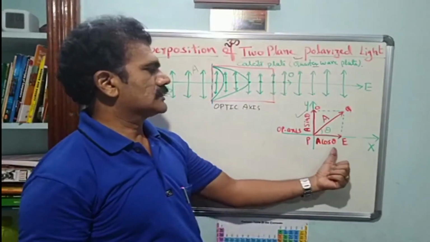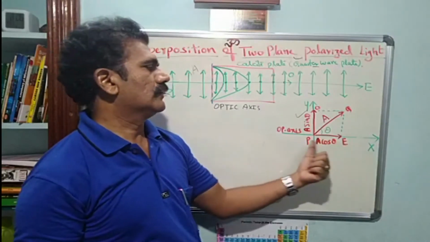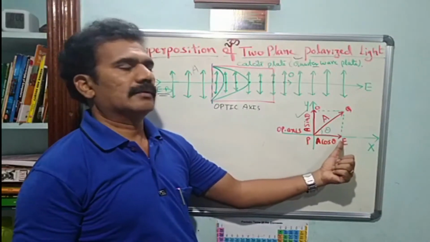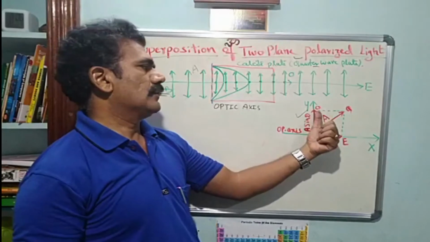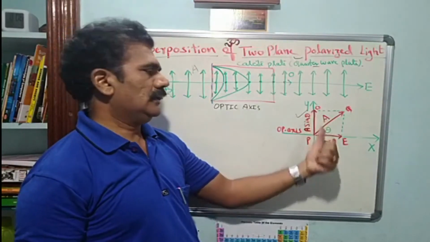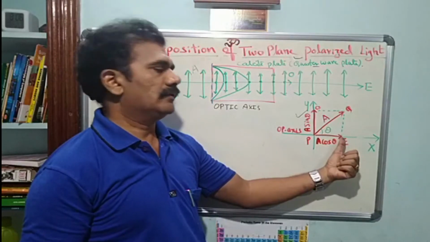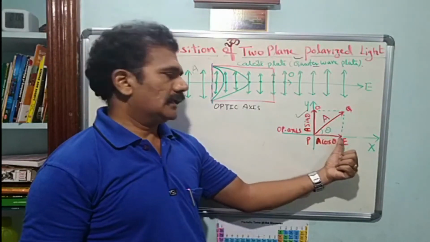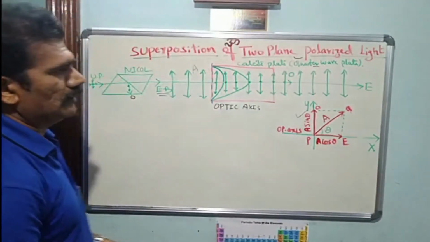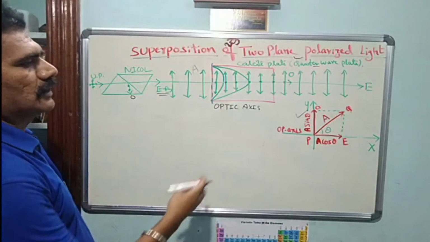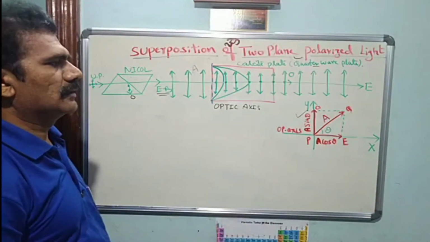So A cos theta is the amplitude of the extraordinary ray, along PE. PO is the vector A sin theta for the ordinary ray. A cos theta is the amplitude of the wave for the extraordinary ray. Now let us start with the equation for the amplitudes of extraordinary and ordinary.